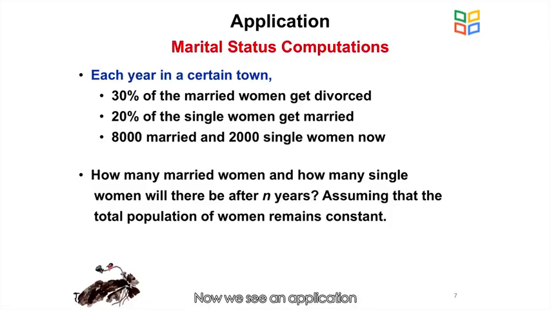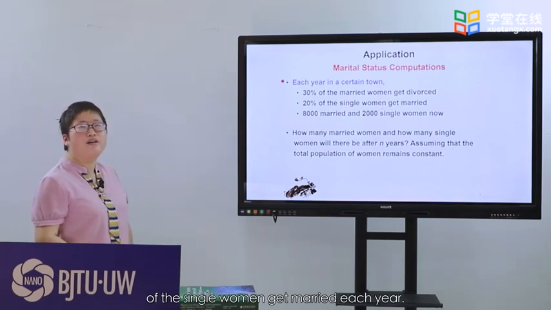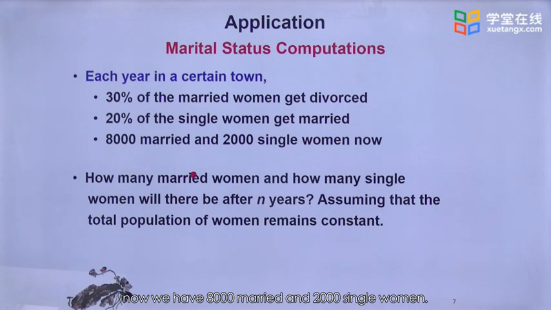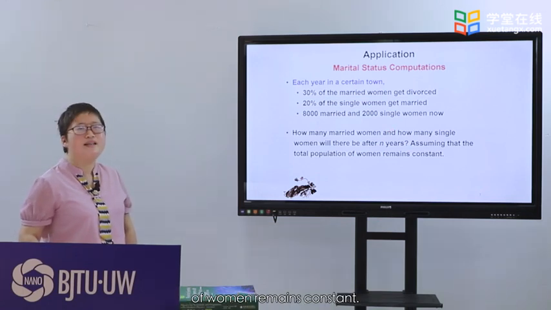Okay. Now we see an application. This application is about marital status computation. We know that each year in a certain town, 30% of the married women get divorced. And we also know that 20% of the single women get married each year. Now we have 8,000 married and 2,000 single women. The question is how many married women and how many single women will there be after n years, assuming that the total population of women remains constant.